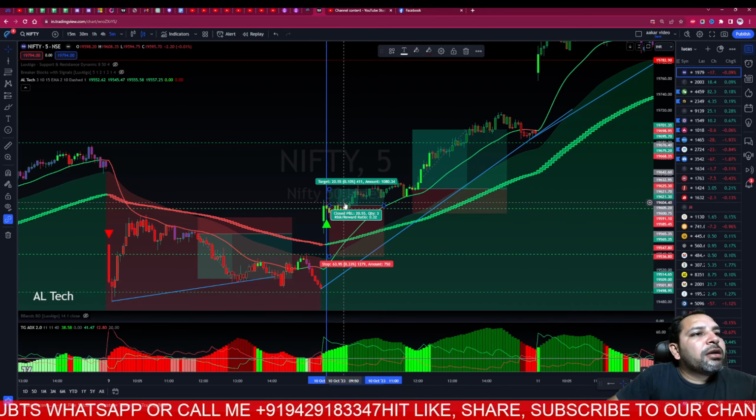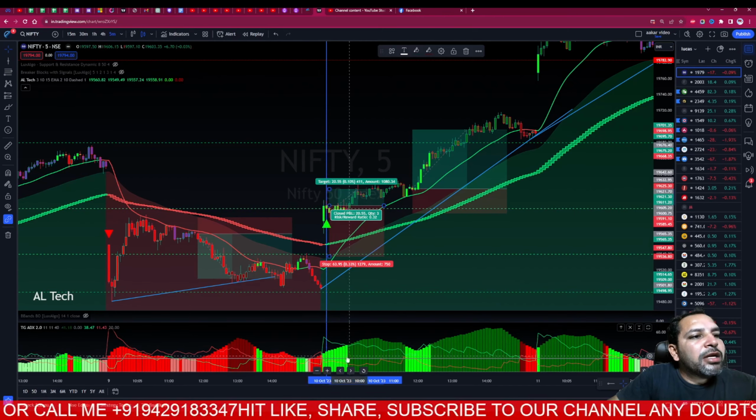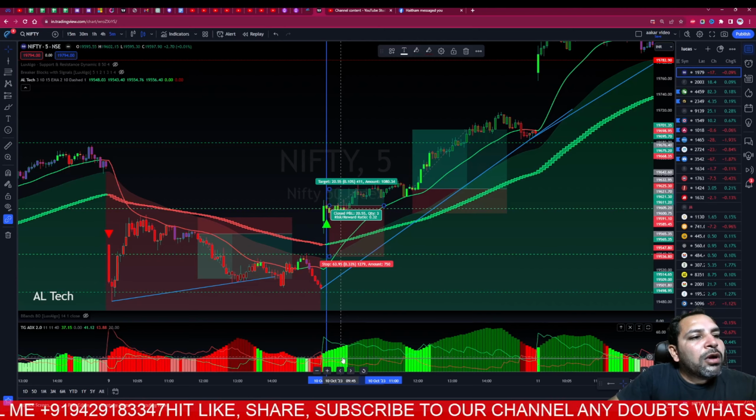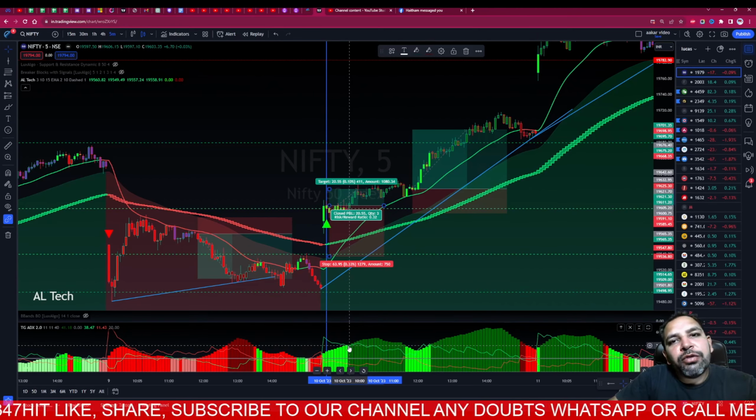What will be a target? Target you can set once you get the confirmation with the ADX. In ADX you have to look for, right? This green line should be above the 20 line. That will be a confirmation for buy, right?